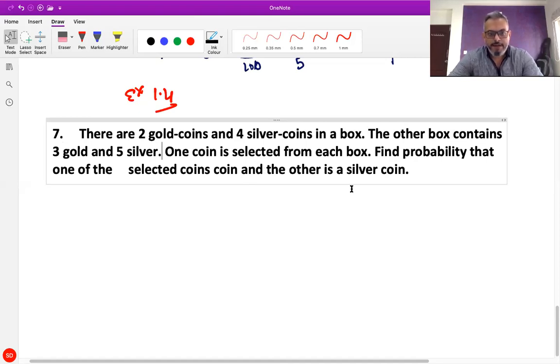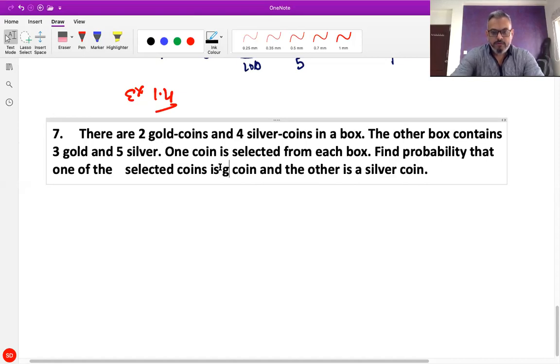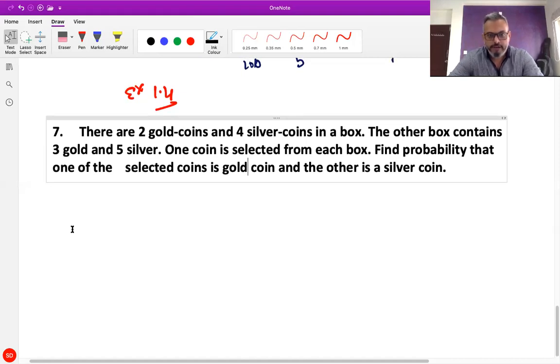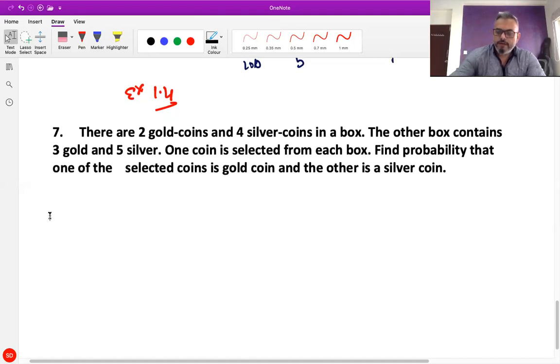Find the probability that one of the selected coins is a gold coin and the other is a silver coin. So now let's do this sum. First, let's write there are 2 boxes. So let's say we have 2 boxes.